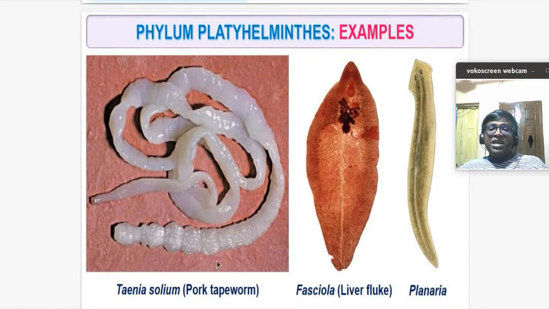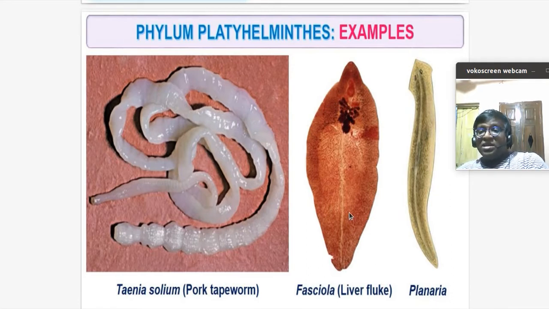So the examples: Taenia solium. It is also called pork tapeworm. When improperly cooked pork is consumed, the human intestine is also infested with this Taenia solium.